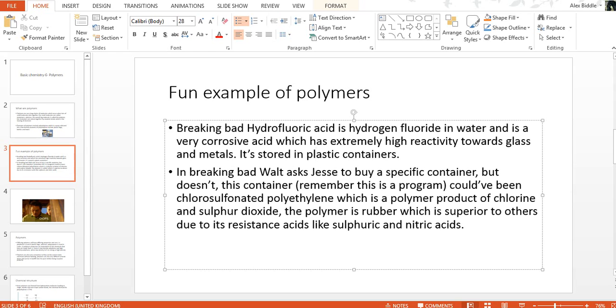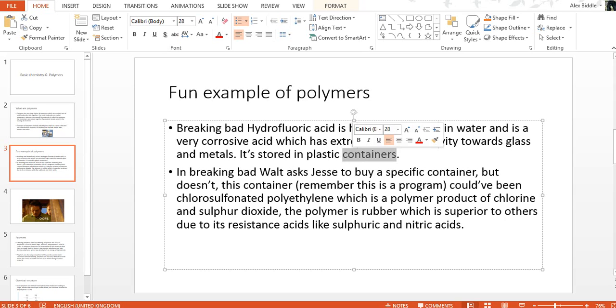Now, I've read up on this. I think some of the science in Breaking Bad is a bit dubious, but the acid that was used to burn the body, that the plastic needs to contain, because it won't go through the plastic because of the way the polymer is built, is called hydrofluoric acid, which is hydrogen fluoride in water, and it's a really corrosive acid, so it has extremely high reactivity towards glass and other metals, and it's stored in plastic containers.